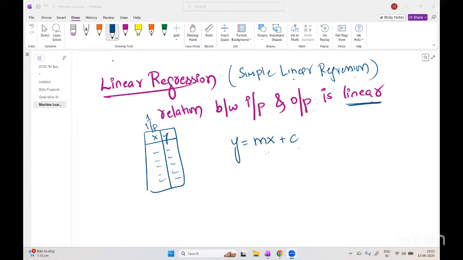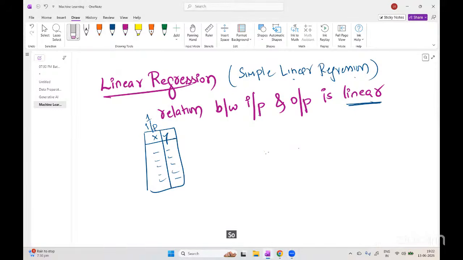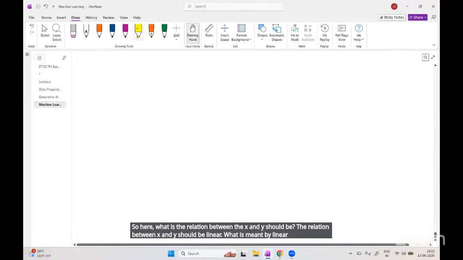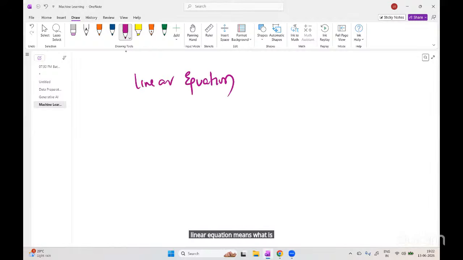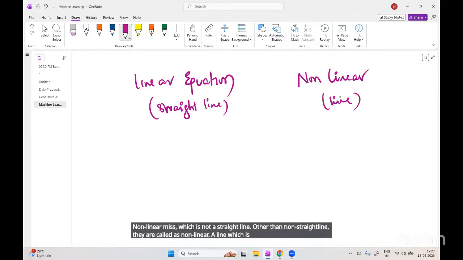What is meant by linear? The relation between x and y should be linear. What is the difference between a linear line versus non-linear? Linear equation, in maths, means a straight line. Non-linear means which is not a straight line. Anything other than a straight line is called non-linear.